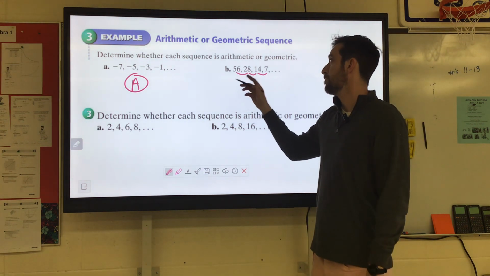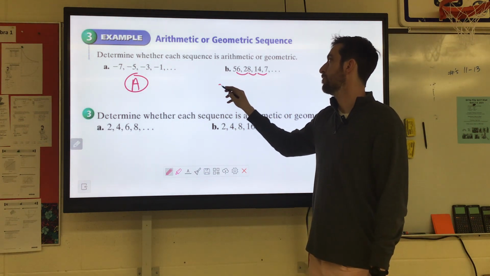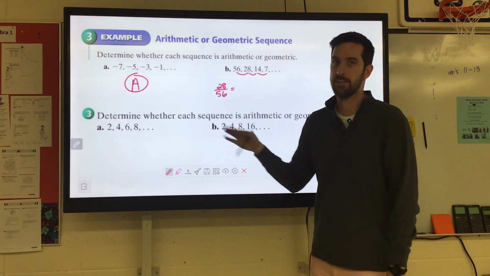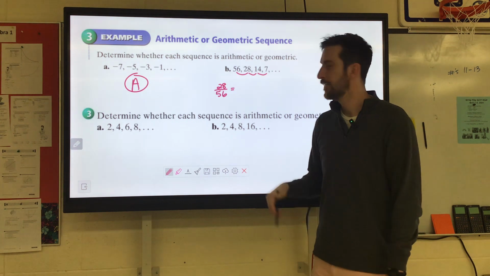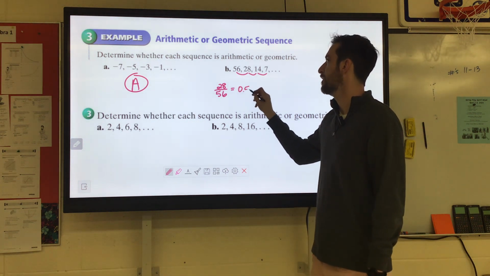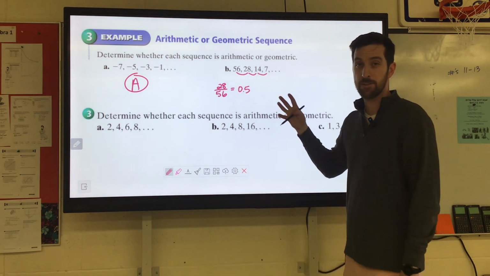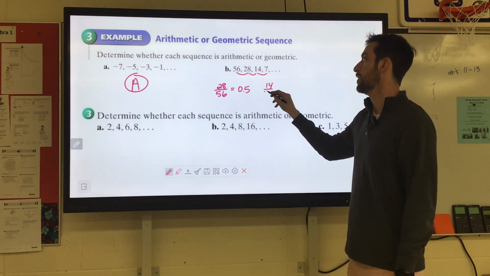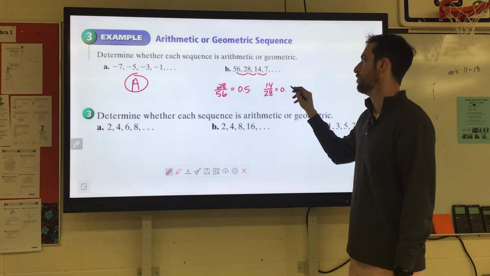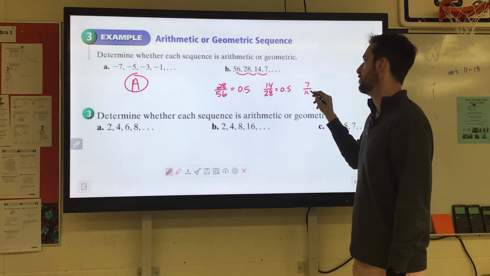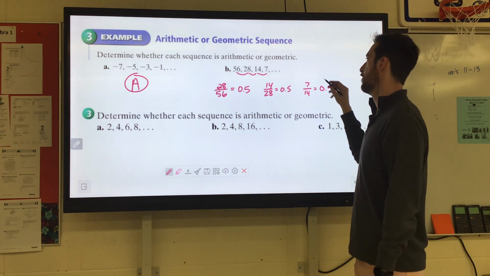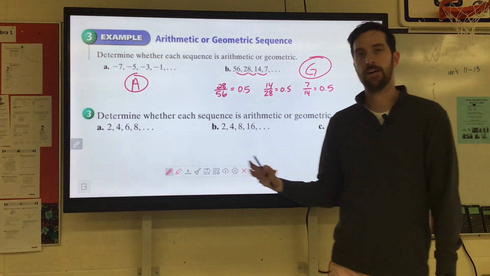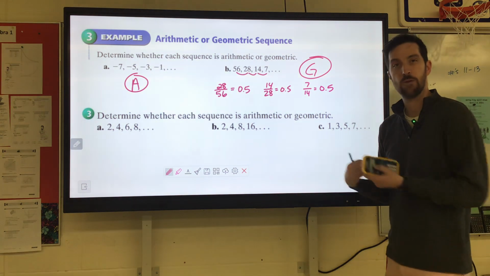If we took a term and divided it by the previous term, 28 divided by 56. If I just did that in my calculator and I didn't know how to simplify fractions, that comes out to 0.5. I would want to make sure that all of them come out to 0.5. So if I did 14 divided by 28, yeah, that comes out to 0.5 as well. 7 divided by 14, they all come out to 0.5. So that's a geometric sequence. We're multiplying by 0.5. We're multiplying by 1/2.